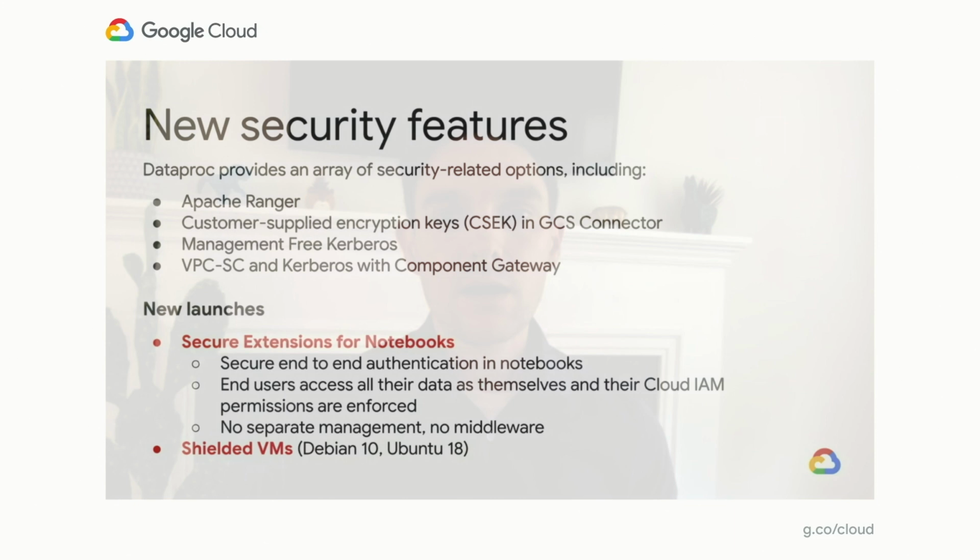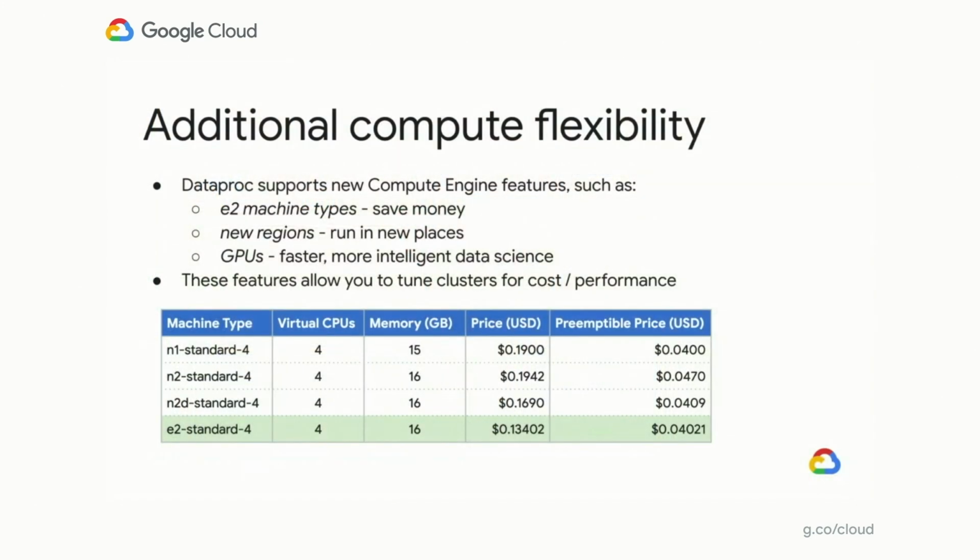as a cloud provider. I want to finally mention something that doesn't get a lot of attention, but is a kind of a continual feature in Dataproc, and that's additional compute flexibility. Every time there's a new region or a new VM type or a new accelerator, we try to wire those through to Dataproc as quickly as possible. What this means is you get new levers for cost and speed optimization.